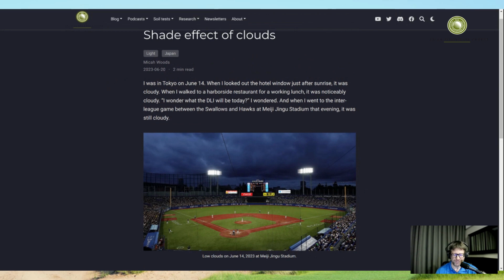So I thought this could be a good example to show the effect of clouds on photosynthetically active radiation. And then when I went to the baseball game that night, it started off before sunset because the days are a little bit longer in June than they are in other times of the year. So the game was starting and it wasn't full darkness outside, so you could still see the light on the clouds.